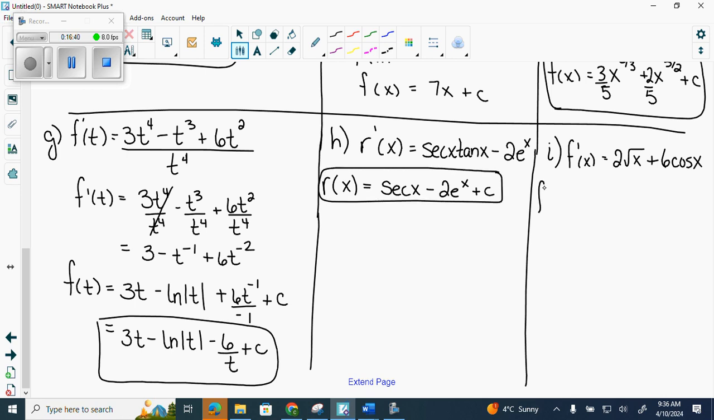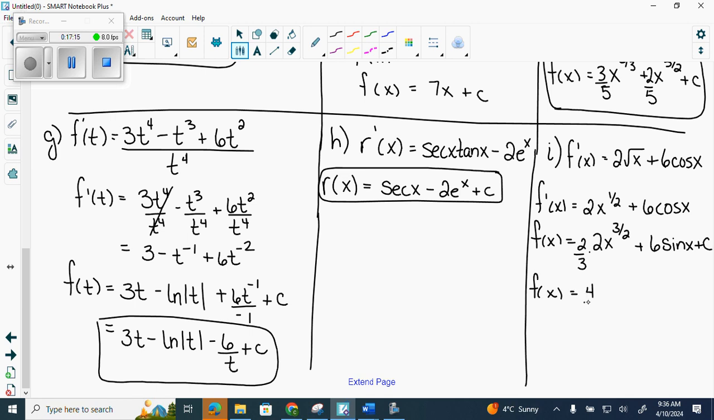Okay, this one, f prime of x equals 2 x to the half plus 6 cos x. So f of x equals x to the 3 halves, the 2 in front. Instead of dividing by 3 halves, I'm going to multiply by 2/3. What's the antiderivative of a coefficient, just 6? What's the antiderivative of cos? Sine. So f of x equals 4 over 3 square root of x cubed plus 6 sine x plus c.